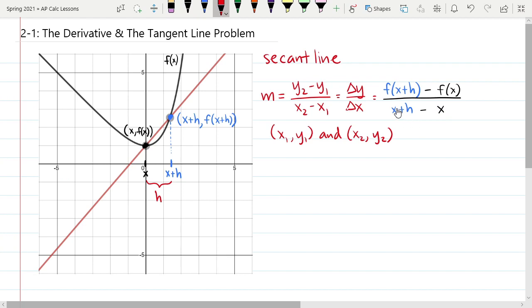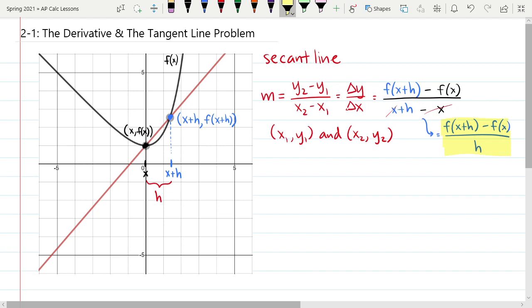Now notice in the denominator, the x's do cancel out. So I can finally simplify this expression to f of x plus h minus f of x all over h. So this expression here represents the slope of the secant line. And I'm hoping that you recognize this as the difference quotient, which you learned in pre-calculus. So the difference quotient really is just a fancy way of writing the slope of a secant line. Okay, so again, that's the slope of the secant line.